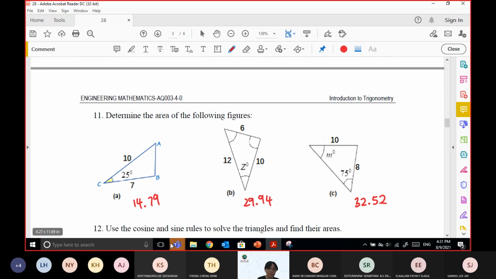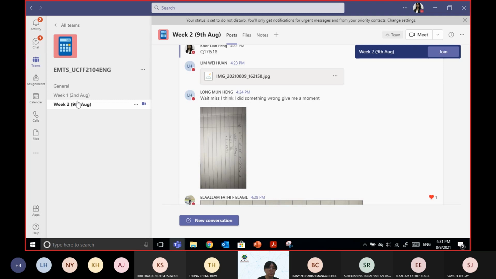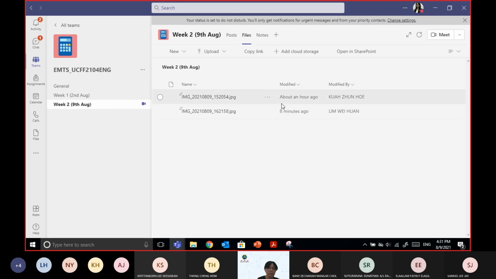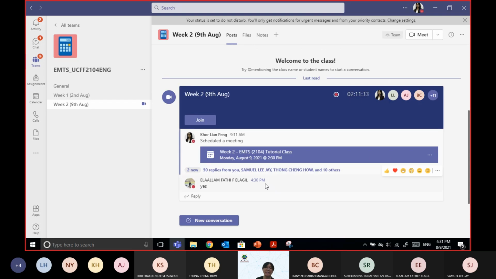A reminder of where to upload your solution. This is week 2, so please upload your classwork. I didn't create a folder because in week 2 we only have one class. Some of the students have already uploaded their solution, so just upload it here, at least until question 11. If not by today, then by this week. Any questions before we dismiss the class? 17 and 18, I will discuss next week.